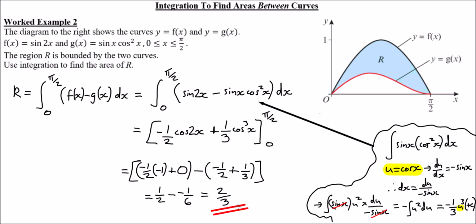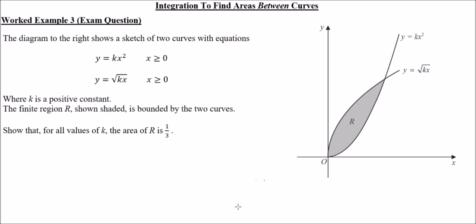Let's have a look at one more worked example, question number 3. This one here was actually an exam question, which I thought was really nice to show. We've got a diagram to the right showing a sketch of 2 curves with these equations. The first one is y equals kx squared, and the bottom equation is y equals root kx. Again, x is bigger than 0 for each, and k is some positive constant. This region here, R, shown shaded, is bounded between the 2 curves.